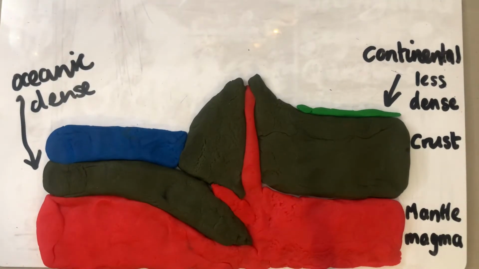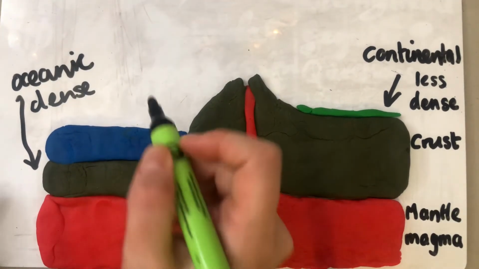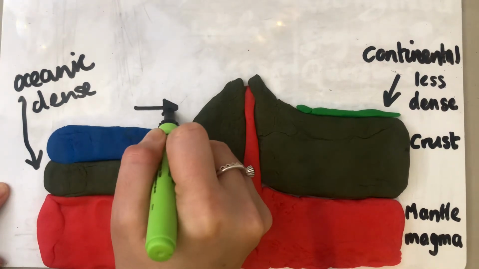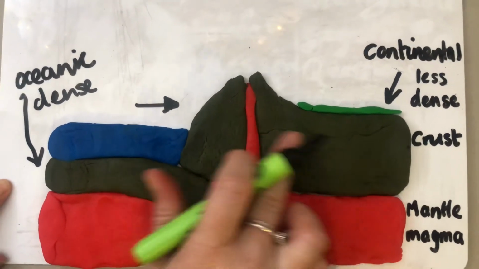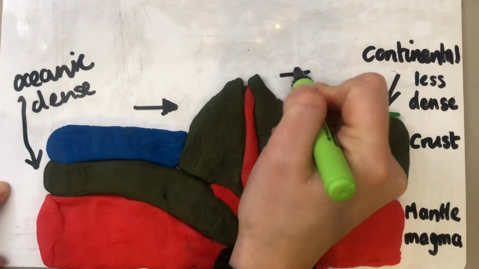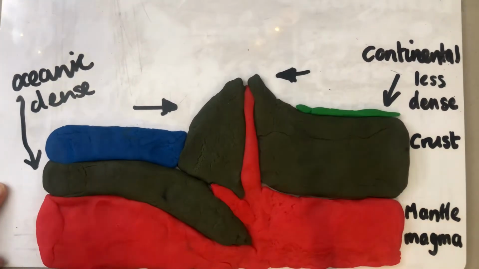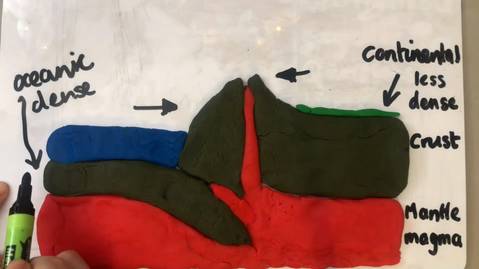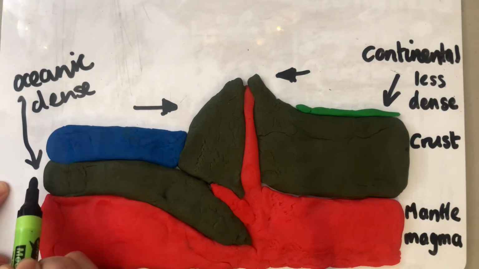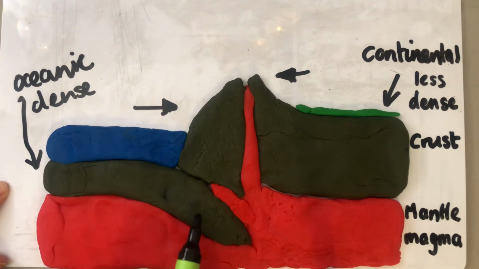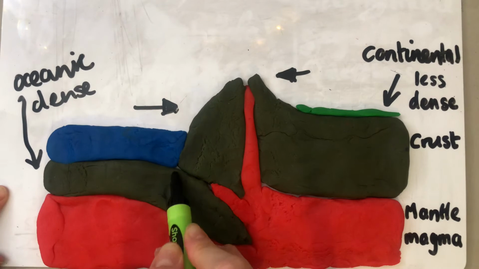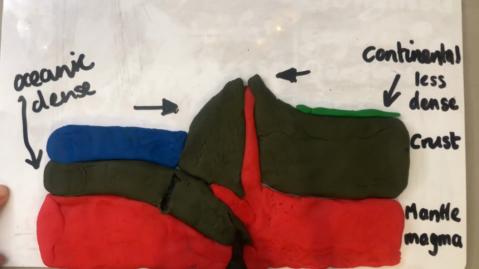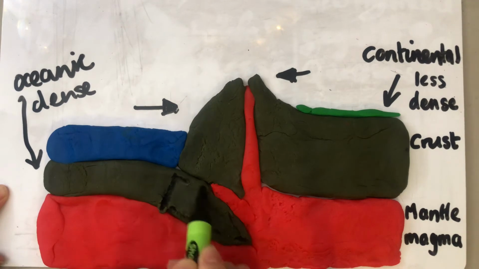Now at a destructive plate margin, the plates are moving together towards each other. So this is our oceanic plate here, this is our continental plate, and they are moving towards each other. Now because the oceanic plate is a dense plate, what will happen is it will move underneath the continental plate. Now what this is called, there's a special name for it, it's called a subduction zone. So this area here, you can see where it's going underneath, that's called a subduction zone.